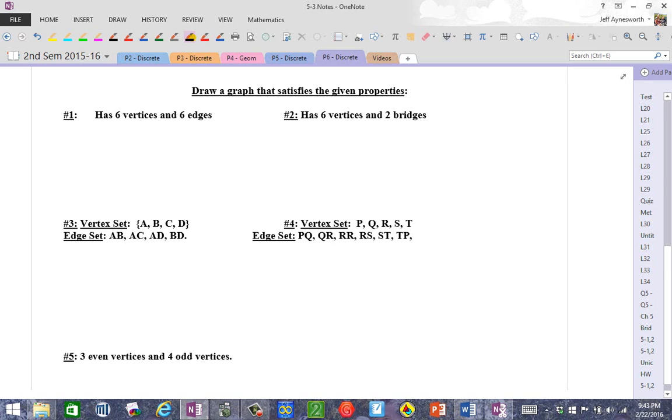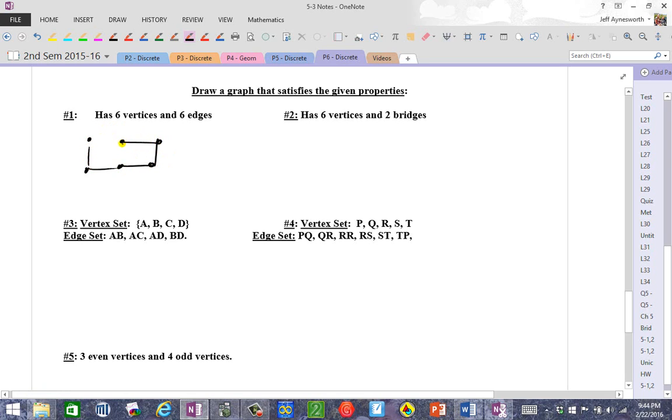All right, so let's go through some practice here of drawing some graphs to satisfy the given properties. So here I need 6 vertices. You can line them up in any fashion you want. You need 6 edges. So 1, 2, 3, 4, 5, 6. So that's one possibility.